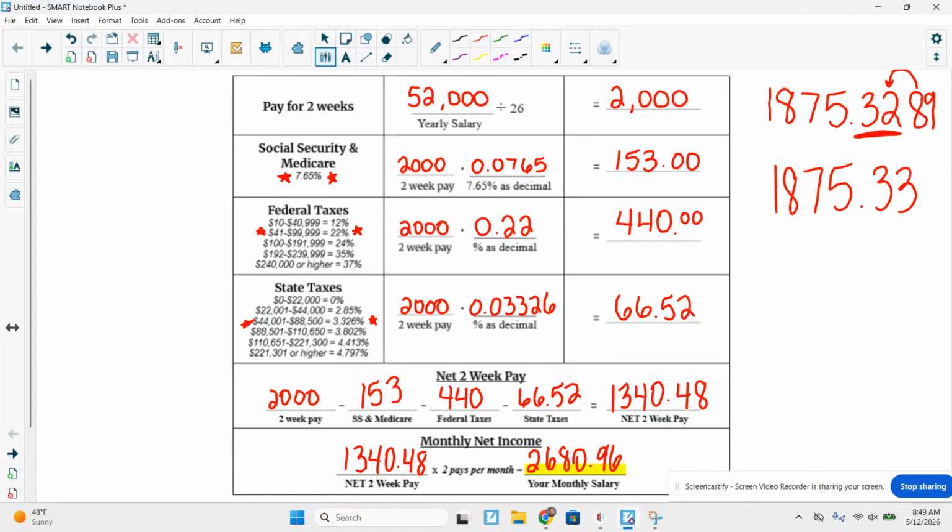Now, it is your job to go through and calculate your paycheck. Again, if you made more than $52,000 a year, your number down here should be larger than what I have. If you made less than $52,000 a year, your number should be less than what I have. The closer you are to 52,000, the closer you should be to my number down here.